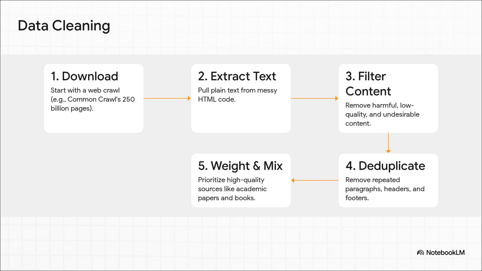Right, so you can't just dump the raw internet into the model. It's not that simple. First, it has to go through this really rigorous industrial-scale cleaning process. I'm talking billions of pages get downloaded, the actual text is pulled out from all the messy code, harmful and low-quality stuff gets filtered out, and all those repeated paragraphs and headers get deleted. Then, at the very end, all that data is mixed together, but they give more weight to high-quality sources like academic papers to create the final training dataset.